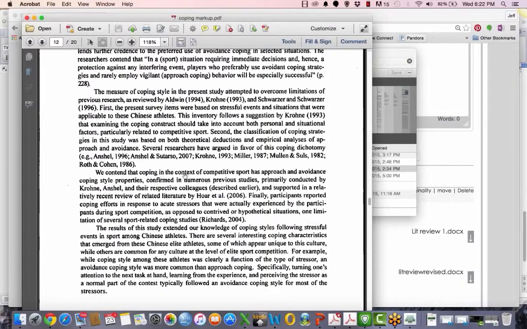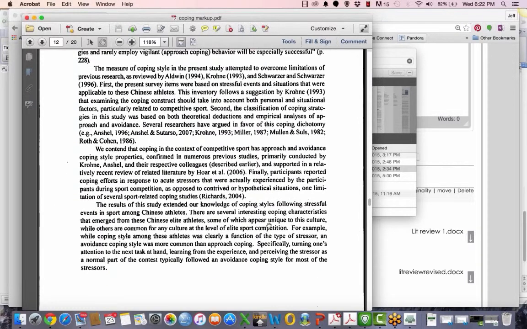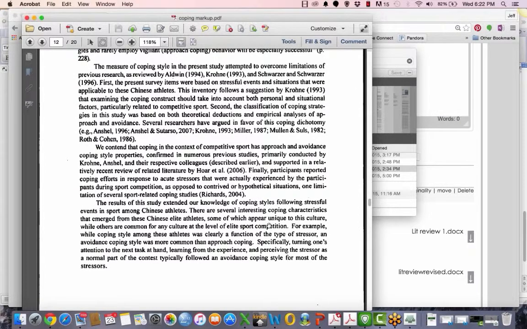The next sentence would be the authors contended that coping in the context of competitive sport has approach and avoidant coping properties, and it extended the knowledge of the coping styles following stressful events in Chinese athletes. Very simple, that third paragraph. You go through the results, and I just kind of threw that together, but you go through the results and find 2 to 3 results that they said, and that's it.